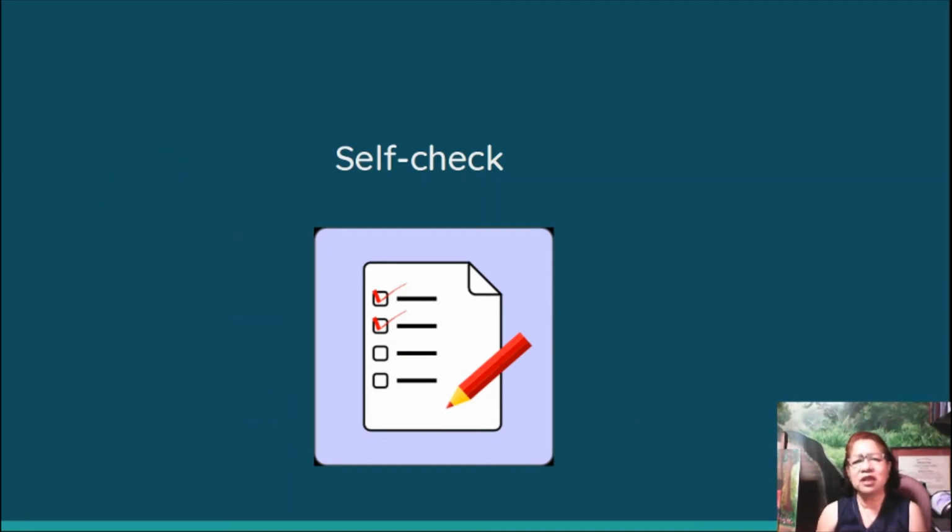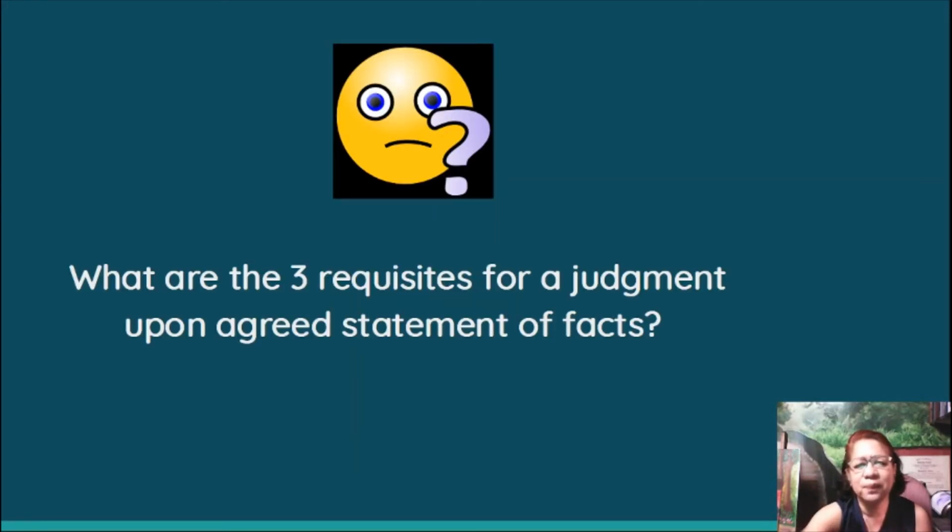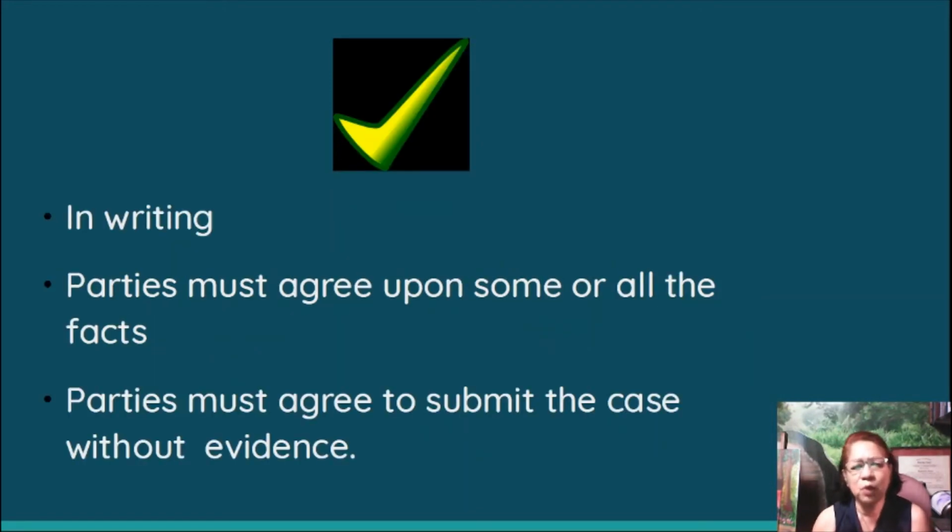Let us have a little self-check to find out if you will remember the things that we have discussed in this video. What are the three requisites for a judgment upon agreed statement of facts? Number one, it must be in writing. Two, the parties must agree upon some or all of the facts. And three, the parties must agree to submit the case for resolution without evidence.